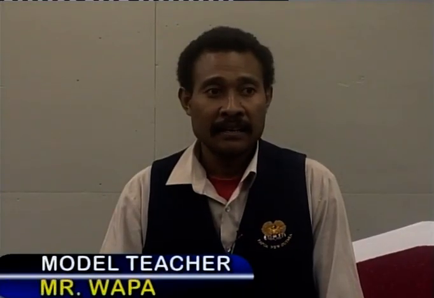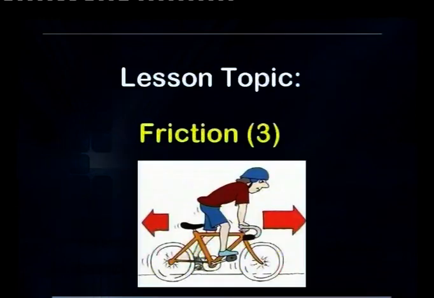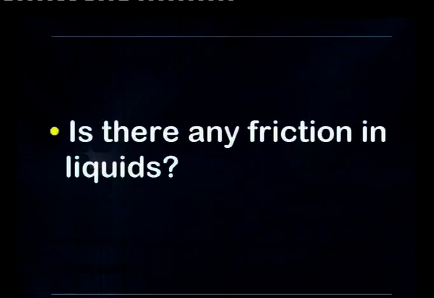In the lesson that we took on friction, number 2, we tried to also identify the types of friction: rolling friction, sliding, and fluid friction. This is still on friction, lesson number 3, and the problem that we will look at is in question form here. I'd like everyone to read. So, is there any friction in liquids? That's what we're going to look at in today's lesson.